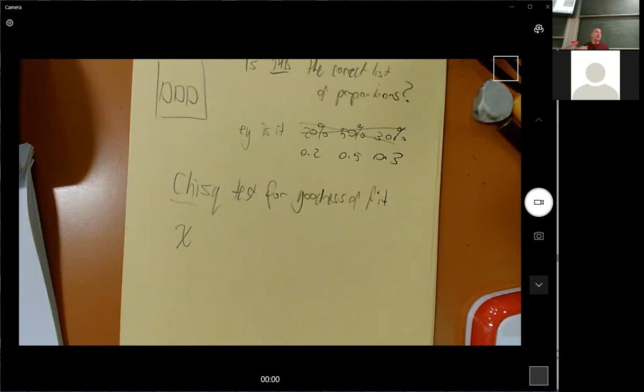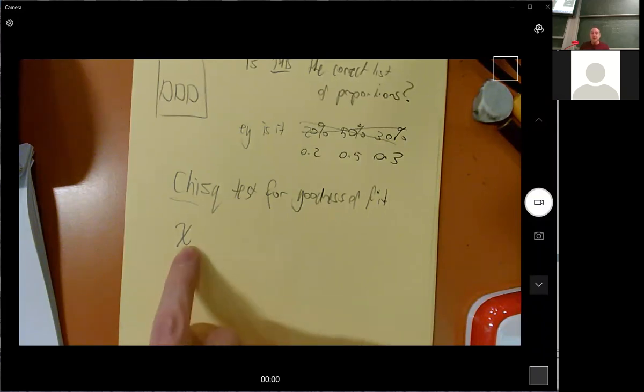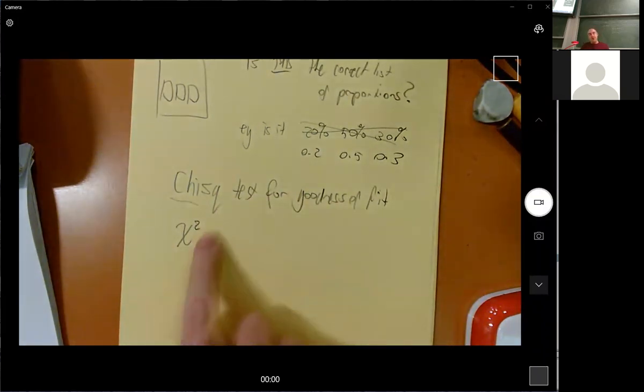Not that any of that's important, but sometimes you just talk about it a bit. It's like remembering someone's name. You just got to talk about it a bit and then you might have a chance. Okay, so it's the chi-squared test. That's chi-squared.